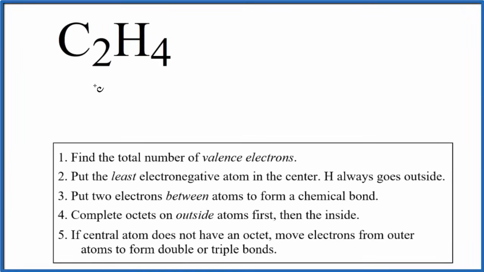Let's draw the Lewis structure for C2H4. This is called ethane. The first thing we need to do to draw the Lewis structure for ethane is find the total number of valence electrons.